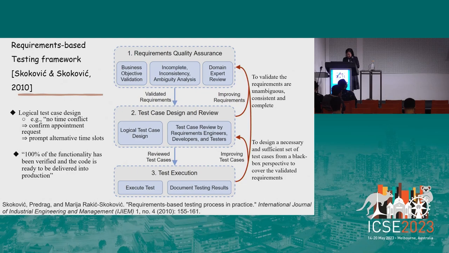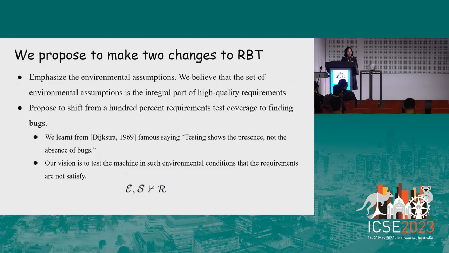We propose two changes to requirements-based testing. The first is emphasizing the environment assumptions. We believe that the set of environment assumptions is an integral part of high-quality requirements. The second, we propose to shift from 100% requirement test coverage to finding bugs. We learn from Dijkstra's famous saying: testing shows the presence, not the absence, of bugs. So our vision in this paper is to test the machine in environment conditions where the requirements are not satisfied, as shown in the formula at the bottom of the slide. So we want to find such environment conditions.